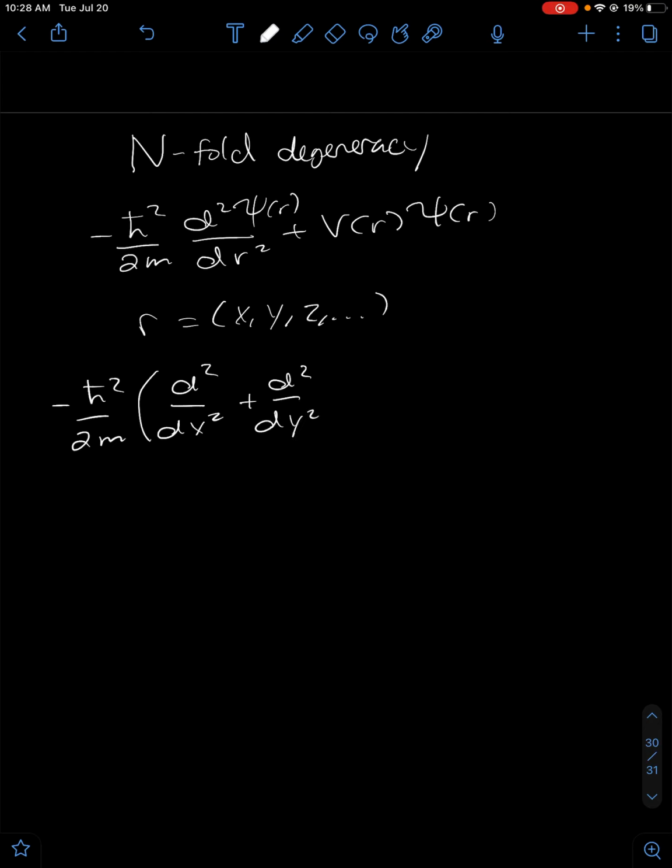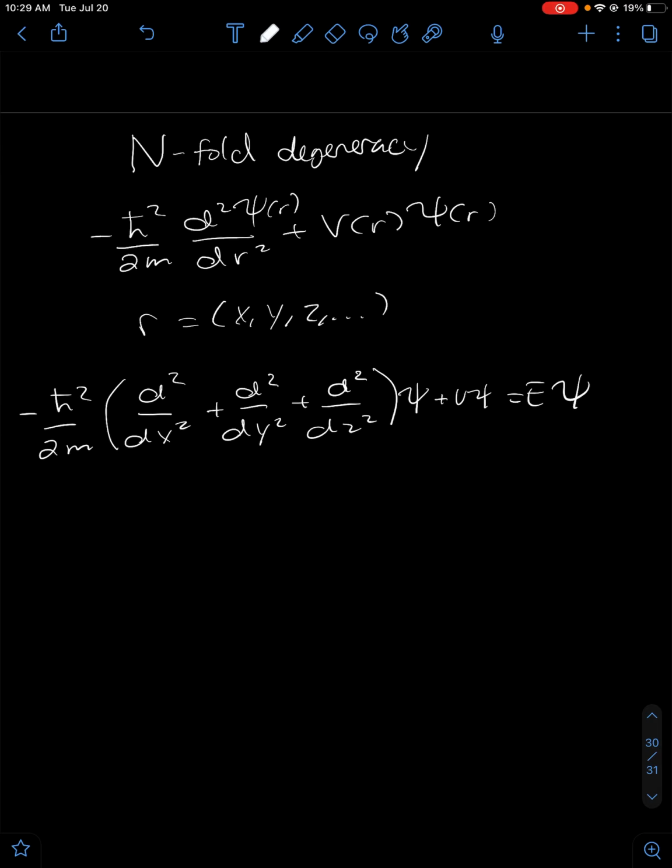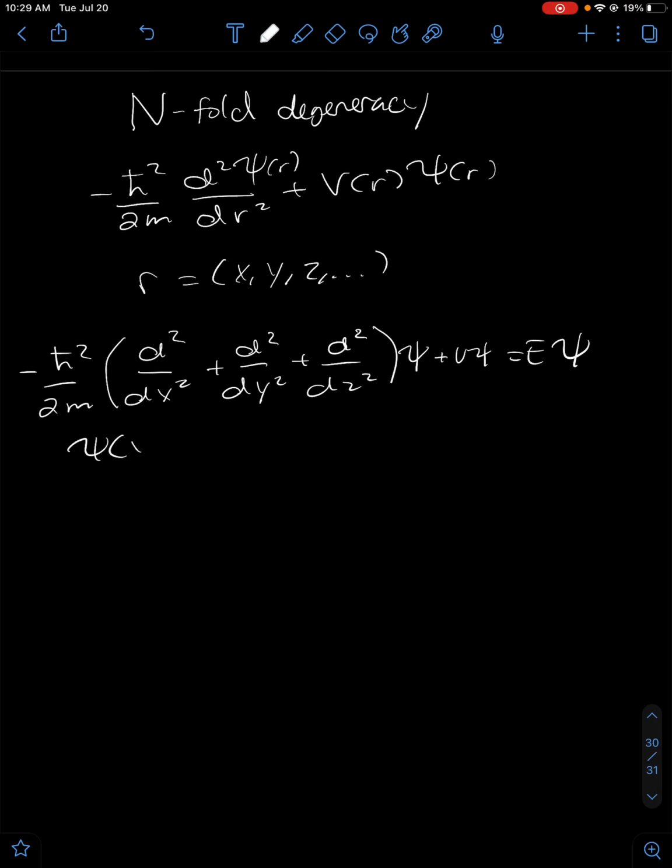This is the Schrödinger equation for a particle in 3 dimensions, in 3 Cartesian coordinate dimensions. Okay, and psi is a function of x, y, and z. And this equation can be quite difficult to solve in the general case. However, by making some assumptions, we can solve this pretty easily in certain cases.